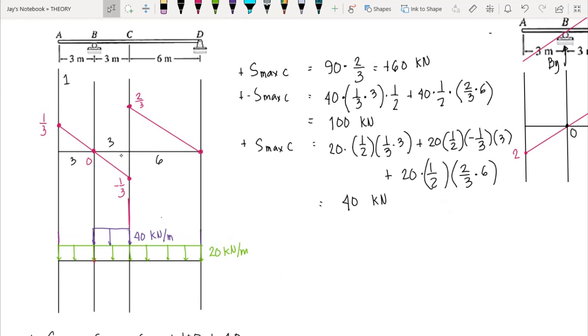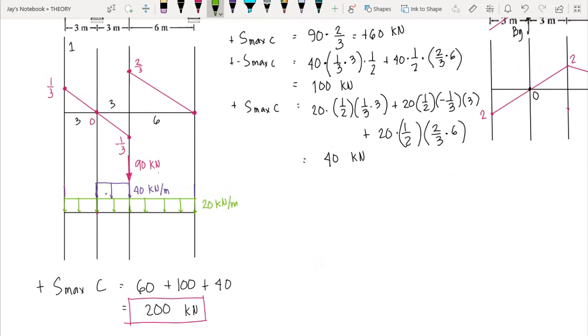Now for the concentrated live load, we place the concentrated load at the highest negative ordinate in our influence diagram. And in this case, the highest negative ordinate is negative 1/3. So we place our 90 kilonewton here, the same as with the previous one. So we place it at point C. So we have the 90 kilonewton concentrated live load. So the same procedure applies to compute the maximum negative shear at C due to the concentrated live load.